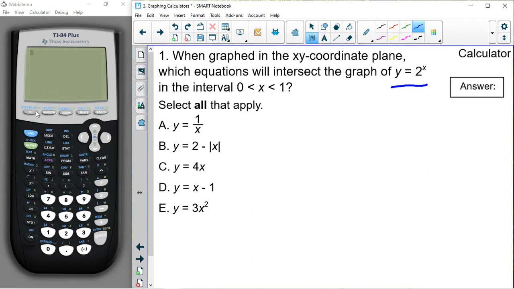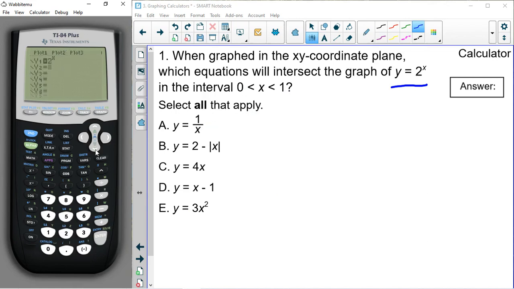The first thing we're going to do is go to y equals and type in the function they're giving us in the directions, 2 to the power of x. So 2, hit the caret symbol for the exponent, then we hit the x button. And we can graph that now just to get an idea of what it's looking like. Now we're going to plug in each of these choices one by one and figure out which ones intersect, not just intersect at all, but intersect in this interval when x is between 0 and 1.